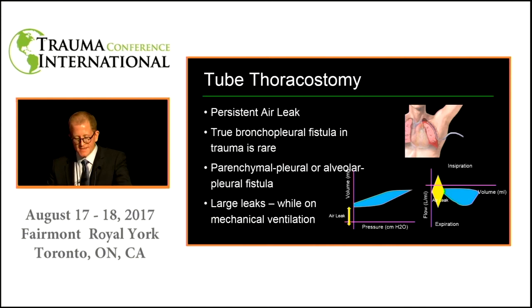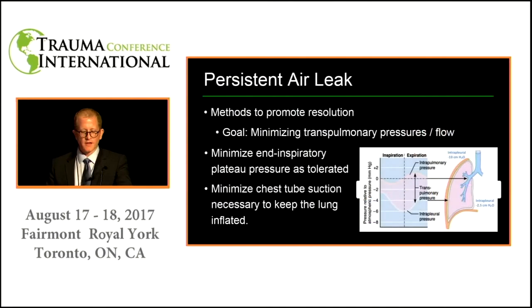As you can see, these didn't turn out on the slides, but what you're looking for is a discongruency in the return volume from the ventilator. And so what we want to try and characterize are large leaks that are seen on mechanical ventilation. Our goal is to try and minimize the transpulmonary pressures or flow to allow sealing of that fistula to occur.